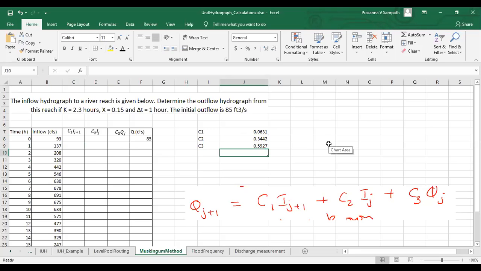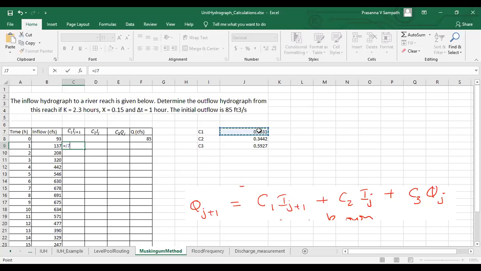Okay, so since we have already solved for time step j equal to 0, we have to start solving from the next time step, right? So we are interested in this particular time step. How do we solve for it? Assuming that this is the j plus 1th time step, which we are solving for, I need to solve for the flow at this point, at this time step. So if this is qj plus 1, then what do I need?